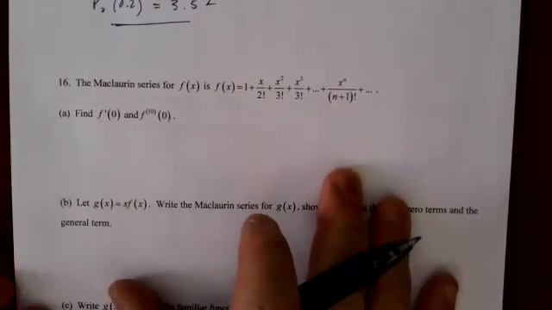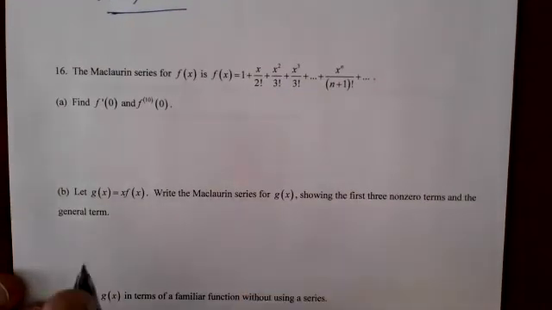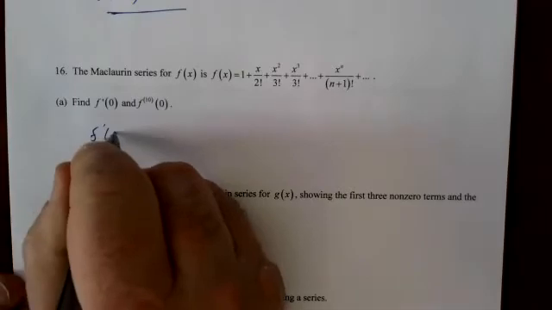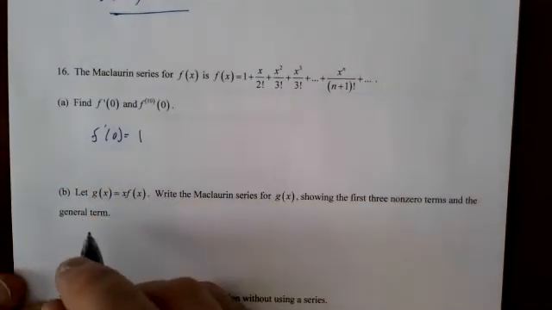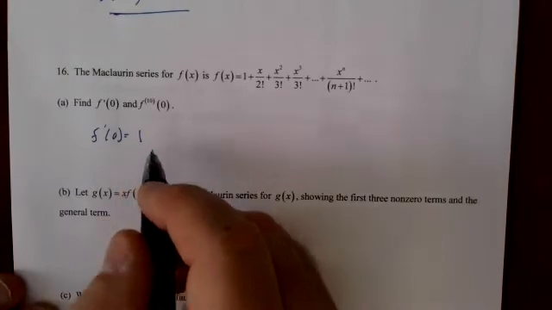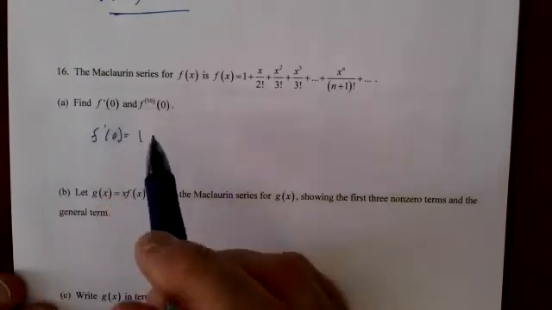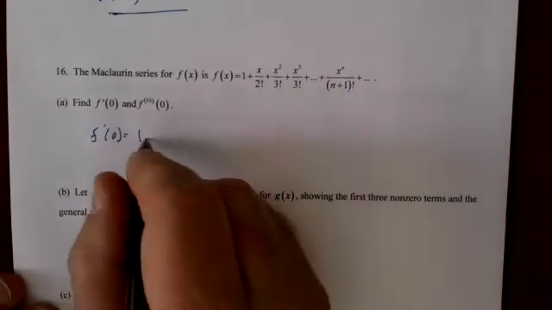It's a lot. Maclaurin series for f of x, find f prime of 0. Okay, I can do that real easy. Oops, forgot to do the derivative. My bad. I thought it was f of 0. F prime of 0, that's gone. Everything else is gone. I get 1/2.